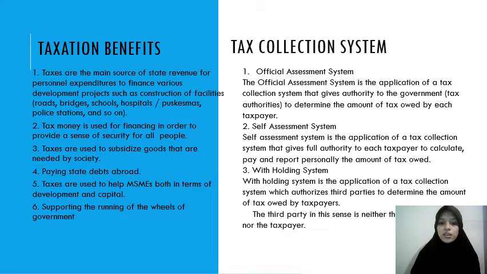Self-assessment system. Self-assessment system is the application of a tax collection system that gives full authority to each taxpayer to calculate, pay, and report personally the amount of tax owed. 3. Withholding system. Withholding system is the application of a tax collection system which authorizes the party to determine the amount of tax owed by taxpayer.